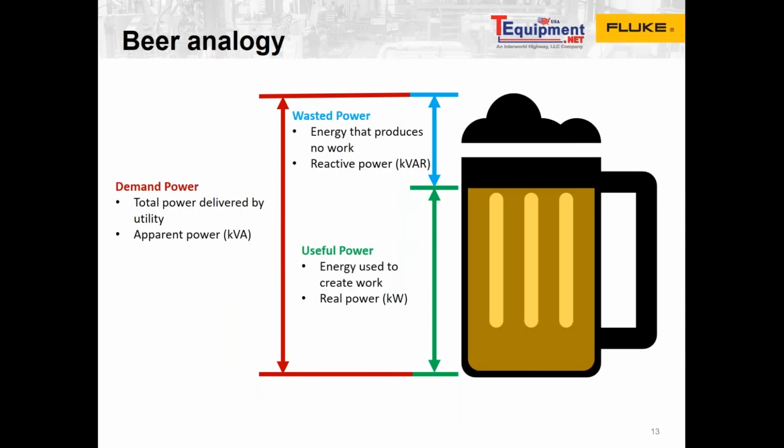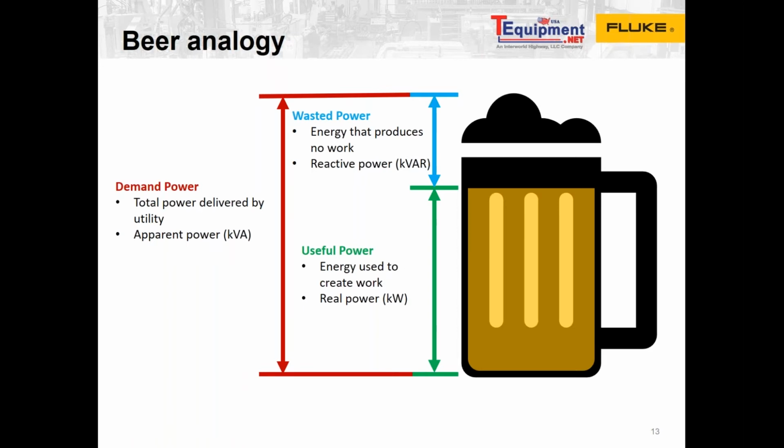So your useful power is your beer, the liquid, where the work is actually doing something. And it's called real power, and the units are kilowatts. And then demand power is the total from the top of the foam down to the bottom of the mug. And that is the total power delivered by the utility. Usually that has units of kVA, kilovolt-amperes, apparent power. If we think about the wasted versus the useful versus the demand, the wasted and the useful are just a sum of the demand power. It's the sum of the total power.